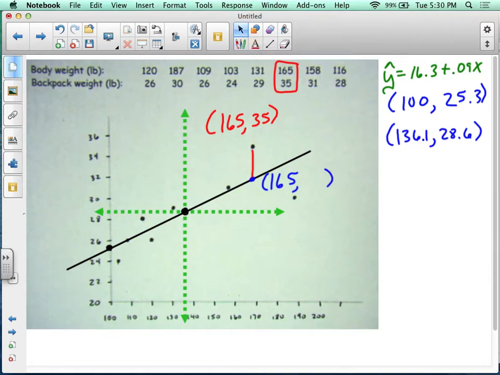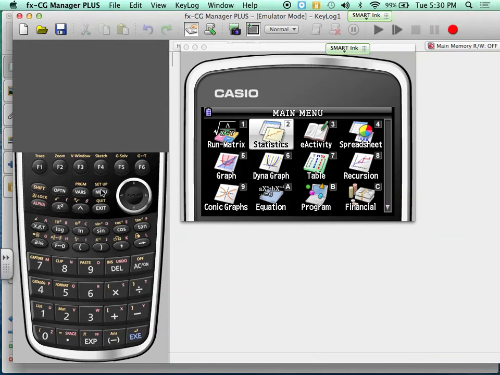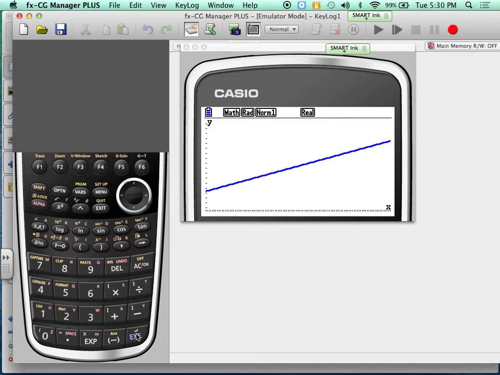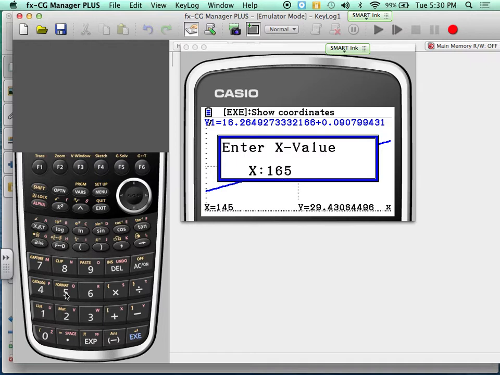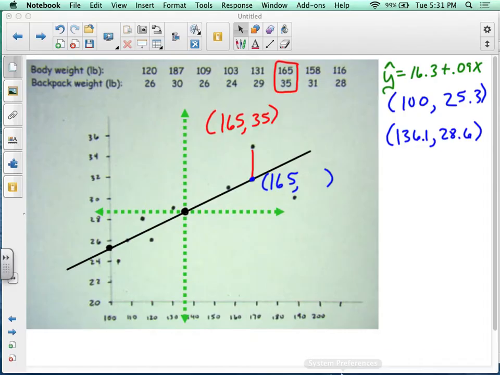And what I'm going to do is go back to my calculator. I'm going to go back to menu. I'm going to go back to number 5, graphing. Now, as you can tell, I'm going to go ahead and graph it. I'm going to go into the shift trace mode. And as you can tell, you have these lines and you have your little cursor there. So I want to type in 165. Execute. This is the predicted y value. When x is 165, the y value will be 31.25. So I'm going to use that value.